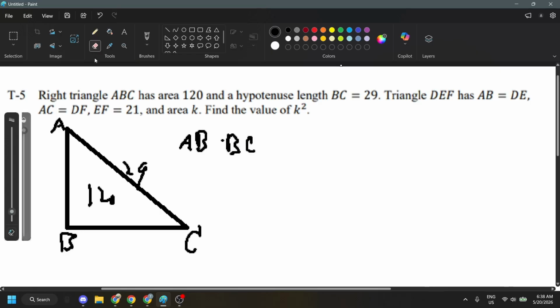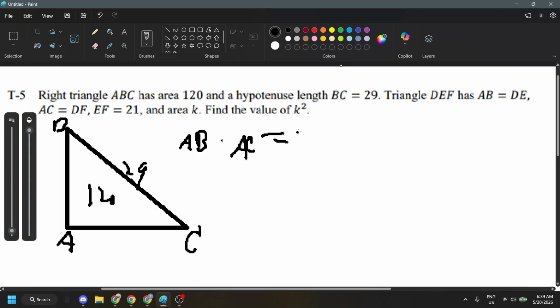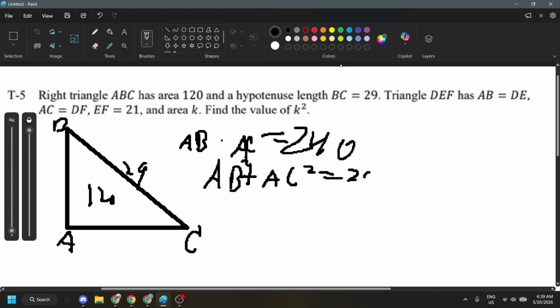No, this is not right. BC is the hypotenuse. So AB times AC, I guess it should be AC, is equal to 240, which is 120 times 2. So we also know that AB squared plus AC squared is equal to 29 squared.